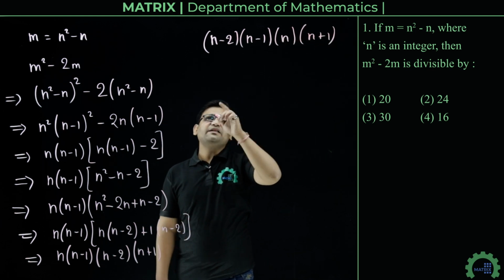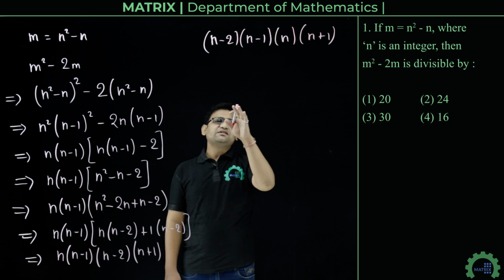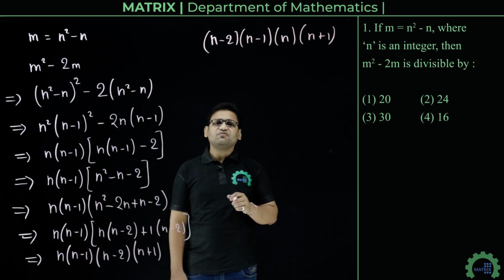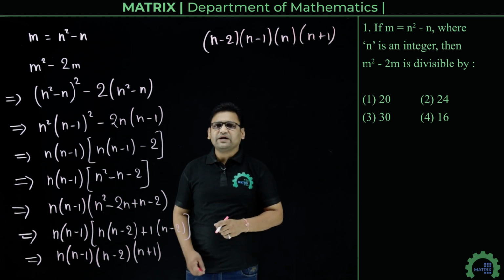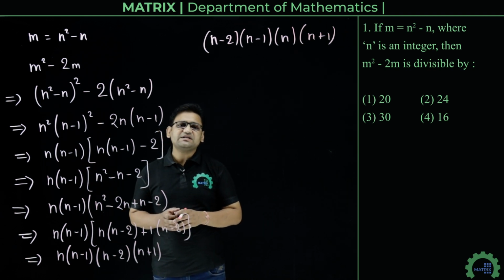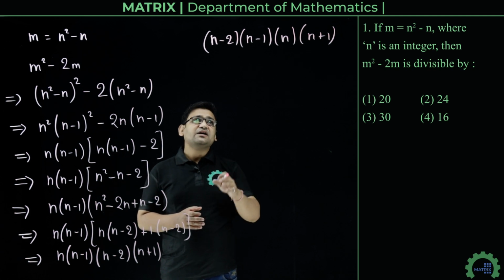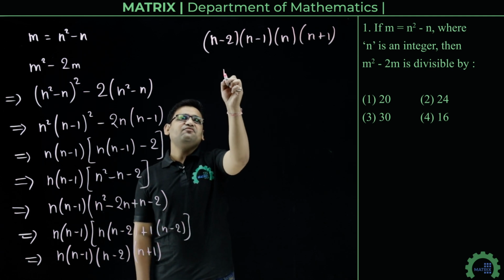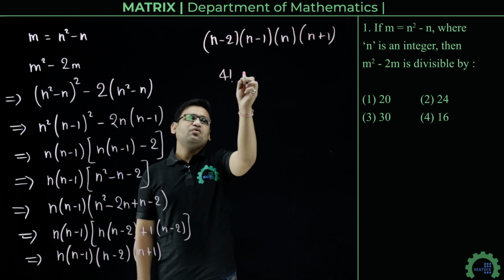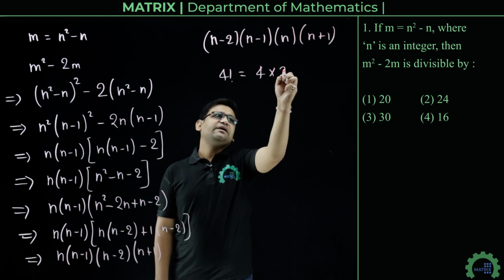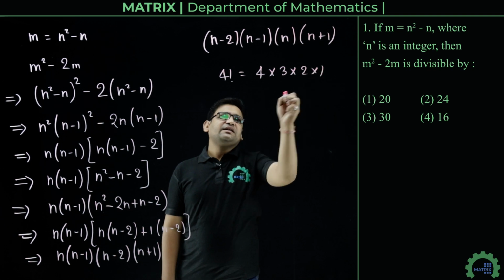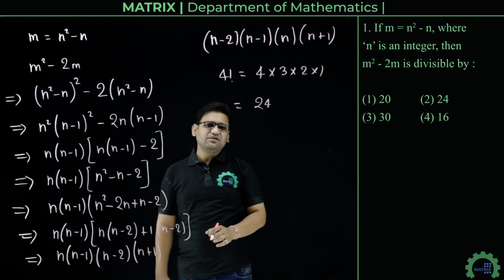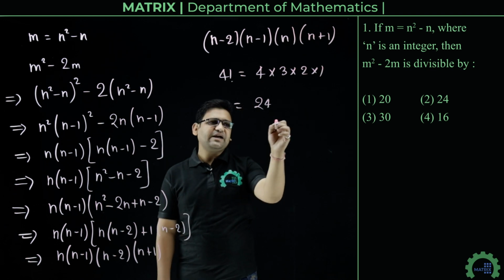Now here it is given that n is an integer, so these are 4 consecutive integers. So this is a product of 4 consecutive numbers, and we know that the product of n consecutive numbers is divisible by n factorial. So the product of 4 consecutive numbers will be divisible by 4 factorial. That is 4 factorial equals 4 into 3 into 2 into 1, that is 24. So this number is divisible by 24, that is option number second is the correct answer.